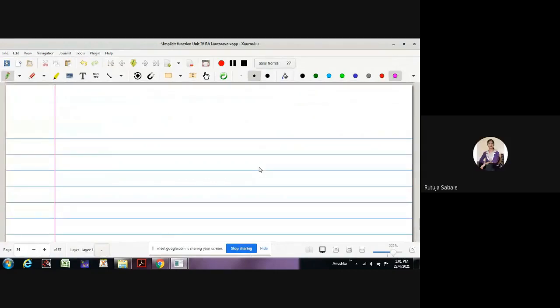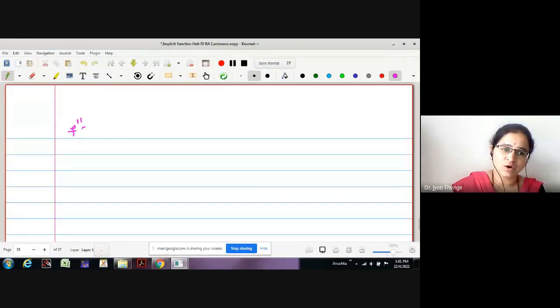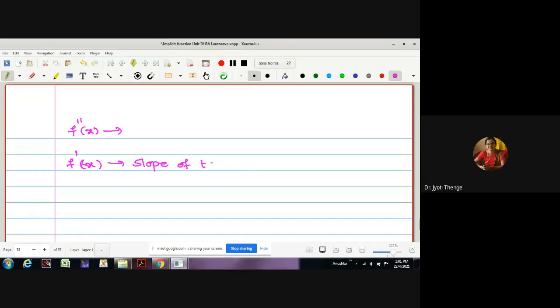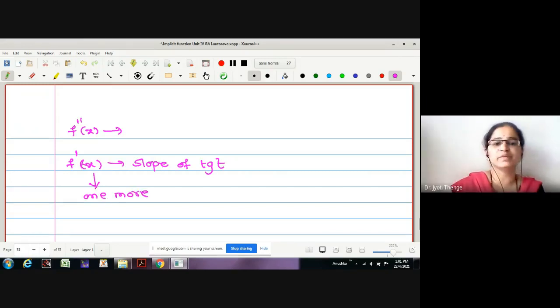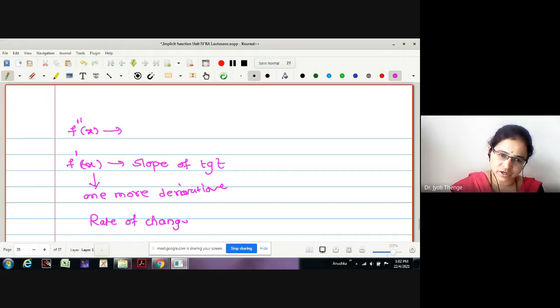If I want to find out second order derivative, we know already that the first order derivative is the slope of the tangent. Therefore, if I take one more derivative, then this will be the rate of change of slope of tangent. That is how the slope of tangent behaves.